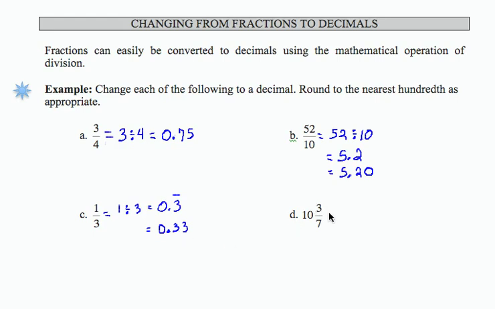The last one, 10 3/7, let's make this an improper fraction. That's 10 times 7 plus 3, 73 over 7. If I divide that on my calculator, I'm going to get a number, and I'm going to write down as many decimals as I can so I can round it. If I want to round this to hundredths, 10.42857, I'm going to look in the hundredths place. That's where I want to round to. The digit to the right is an 8, so I'm going to round up to 10.43.